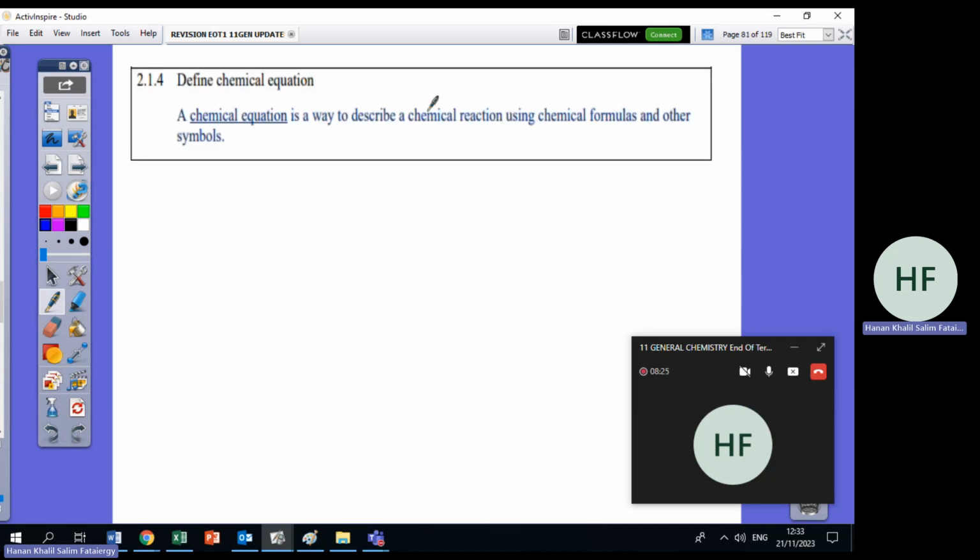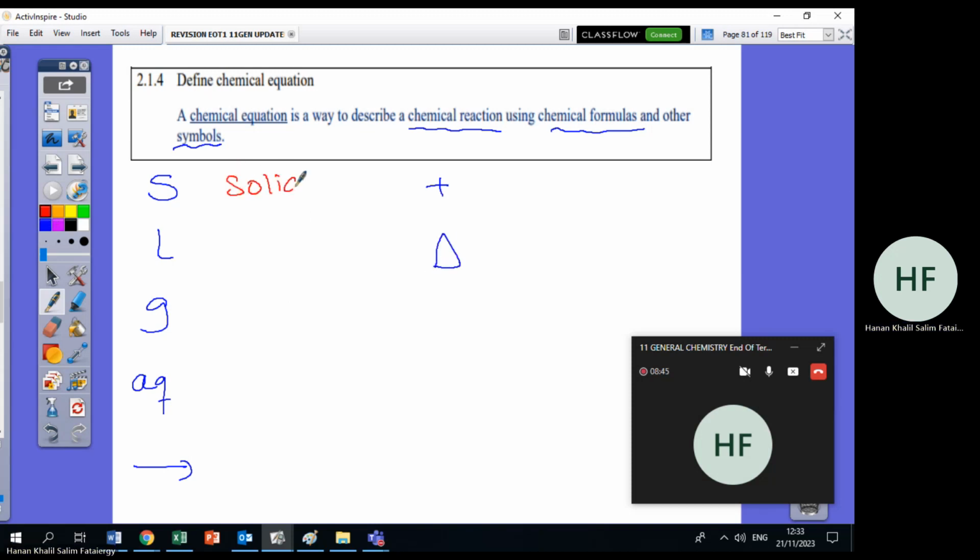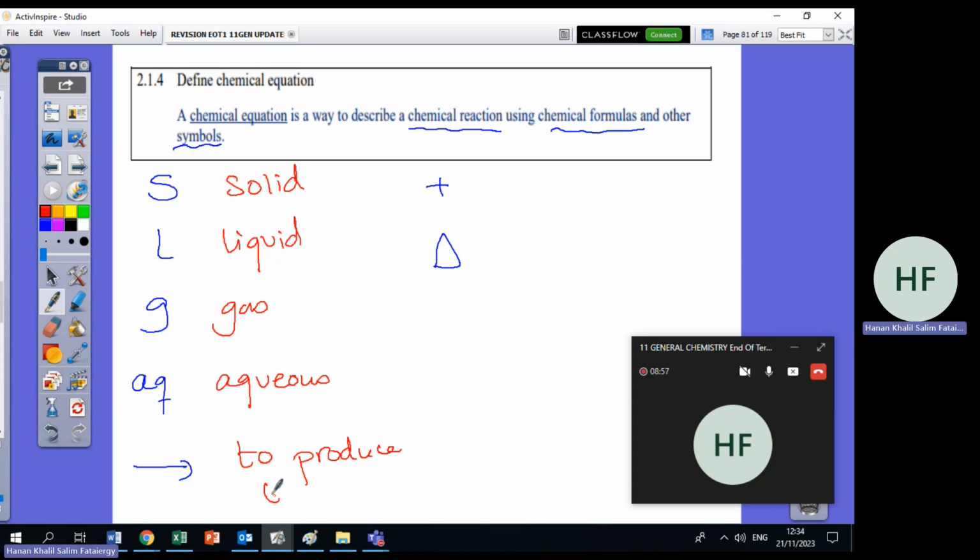Now, a chemical equation is a way to describe the chemical reaction using chemical formulas and other symbols. Let me list for you the symbols that are used in chemical reactions. As we just said, there is S, L, G, AQ, the arrow, plus, and this triangle. Now, S is solid, L is liquid, G is gas, AQ is aqueous, arrow is to produce, or to make. Plus means reacts with, and delta means heat.